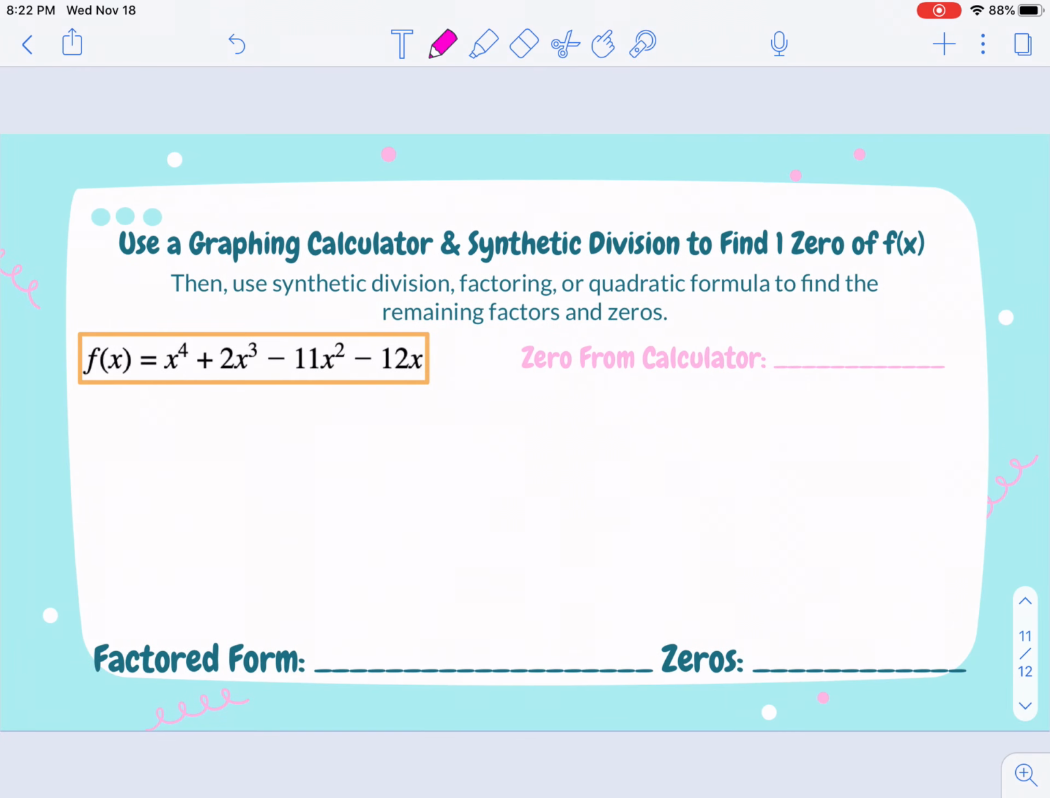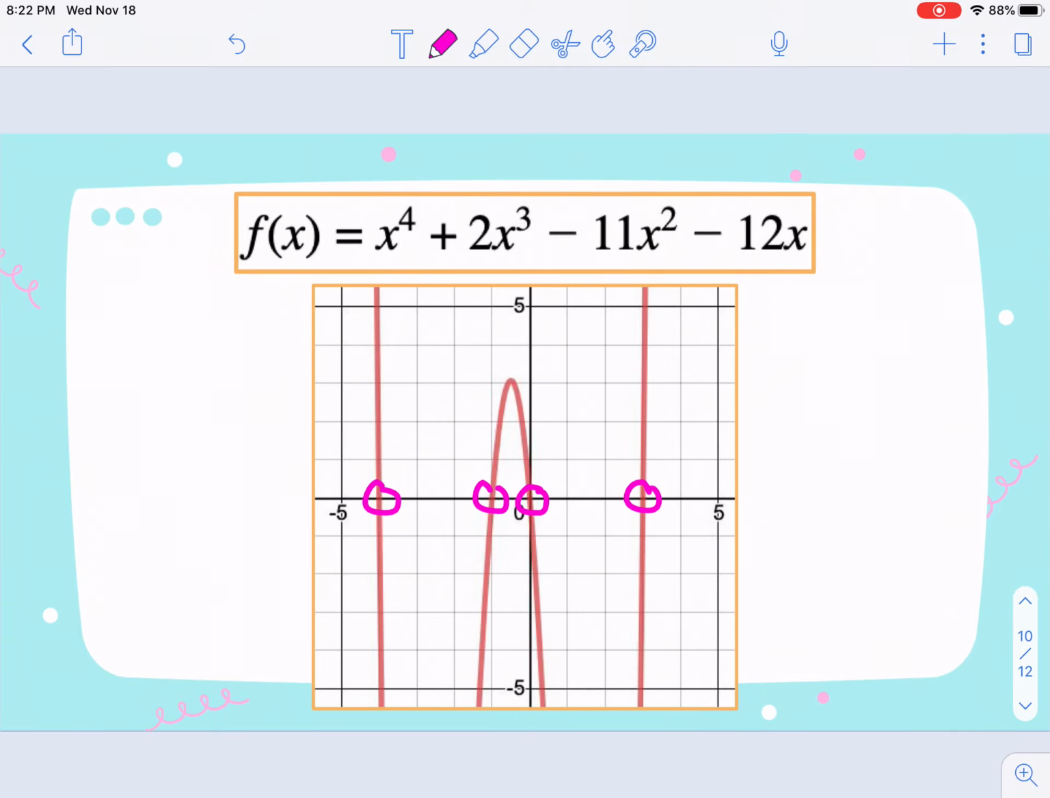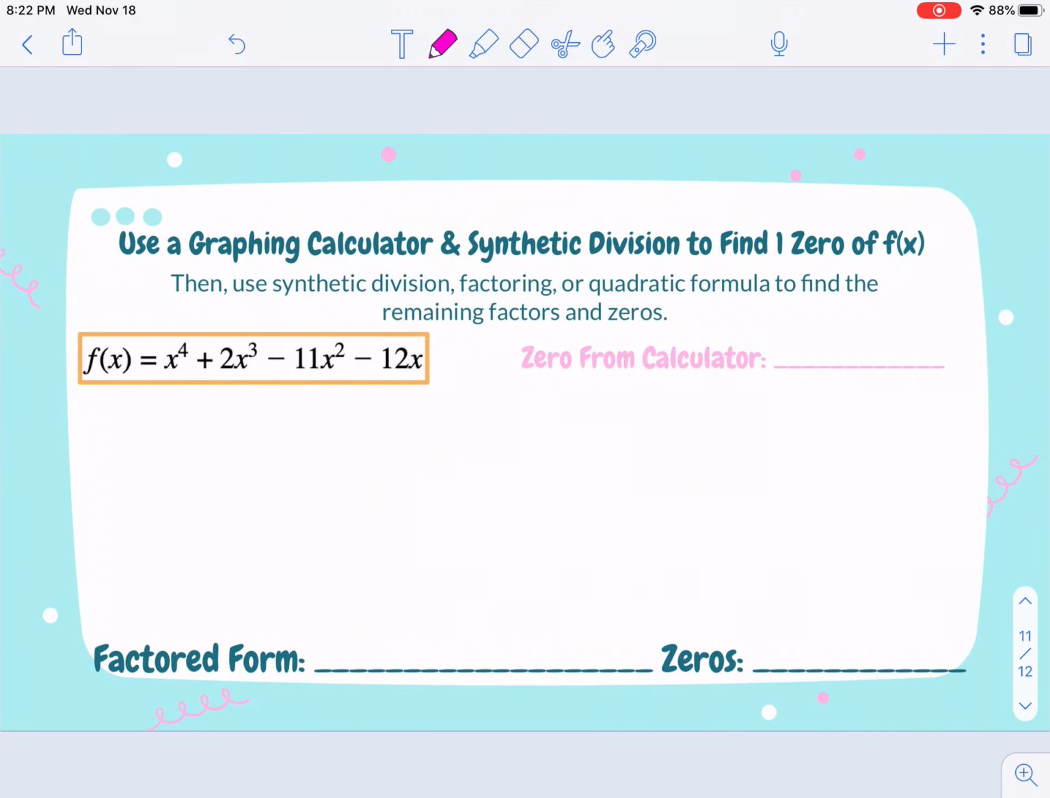This time we're not given a factor or a zero. It says use the graphing calculator and then synthetic division to find 1 zero of f of x. So looking at this, we can pick any of these we want. So I'm going to start over here, and I see that this is x equals 3. So I'm going to say that the zero I found in my calculator is x equals 3.